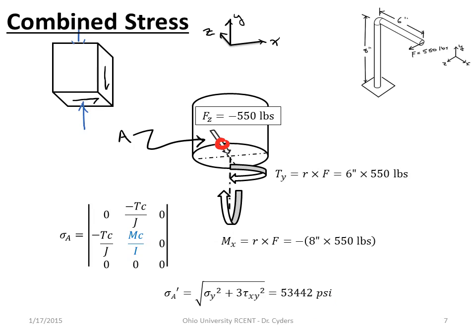So in this case, if we put our numbers in here for MC over I and TC over J, we come up with what we call an effective stress at point A of 53,442 psi. We can calculate that number and see how that works. And so we have 53 ksi-ish at point A. So we'll compare that then to point B, which will be a different stress state.